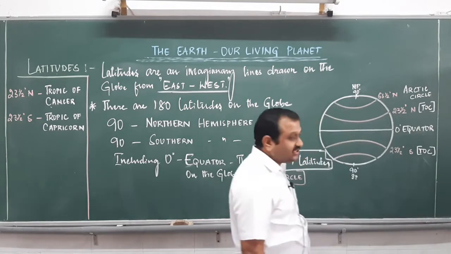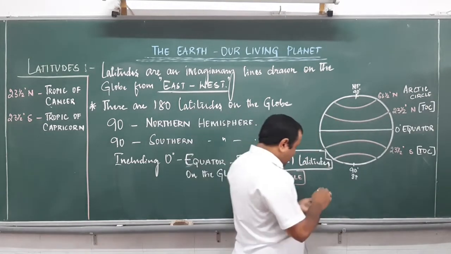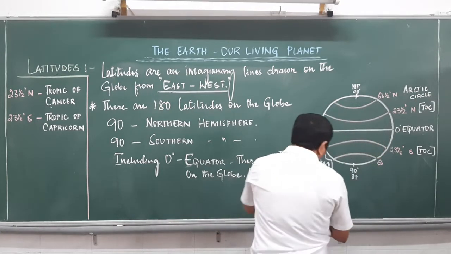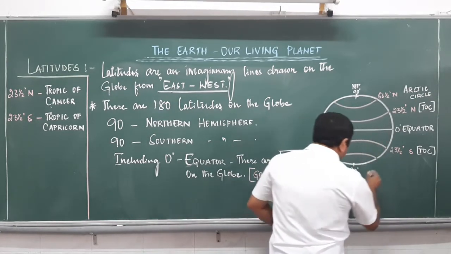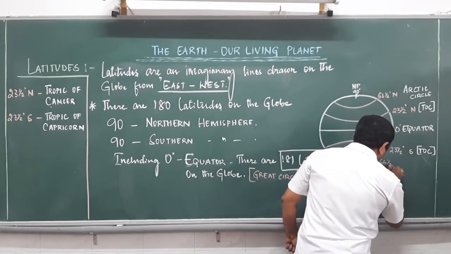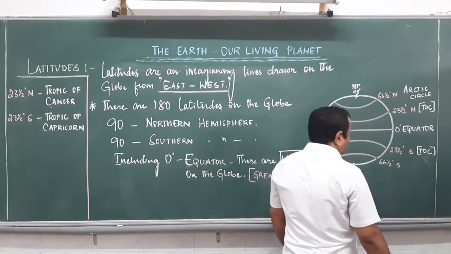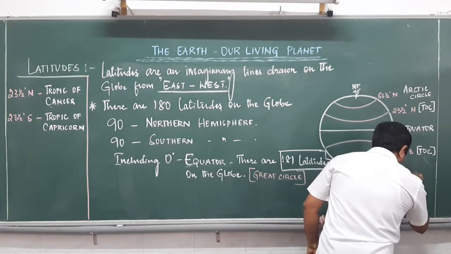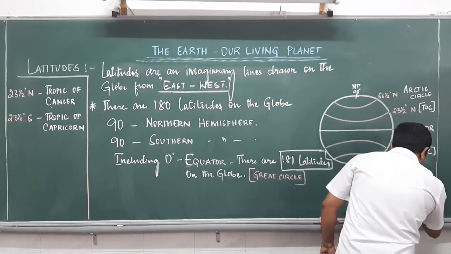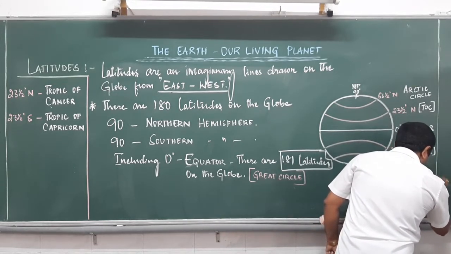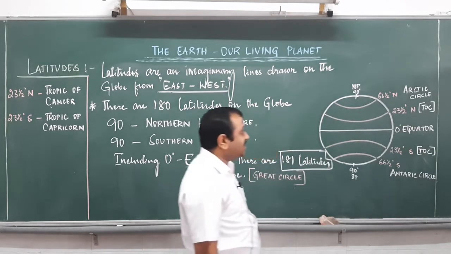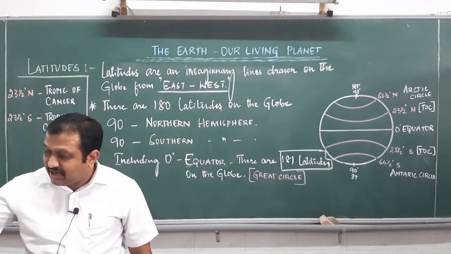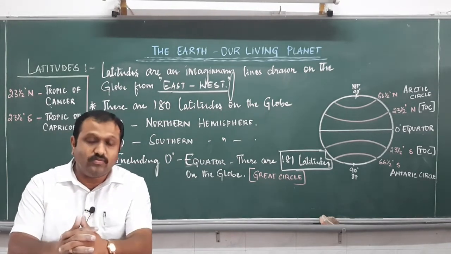This I'll call it as Arctic Circle, and here this 66.5 degree south, we call it as Antarctic Circle. It is Antarctic Circle. So these are the very important latitudes on the globe.